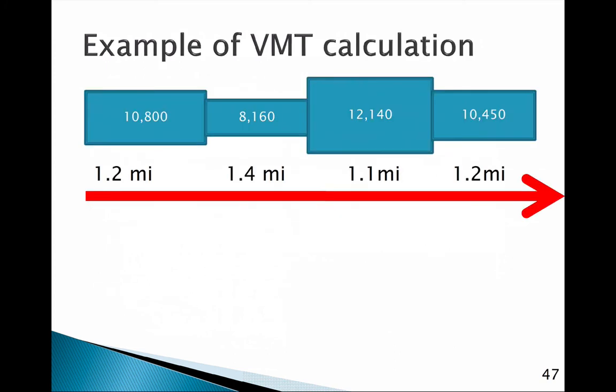So it's very easy to see in an example. This is a given road. Say these are chunks of highway between interchanges. We've got 10,800 for the first 1.2 miles. Then we've got an ADT that drops down to 8160 for the next 1.4 miles, then back up, then back down. So you see these distances and these volumes, and all you do is take the 10,800 times 1.2, and that gives you vehicle miles traveled for that little segment. Then you add 8160 times 1.4, etc. You multiply for each small segment and then add them all together.